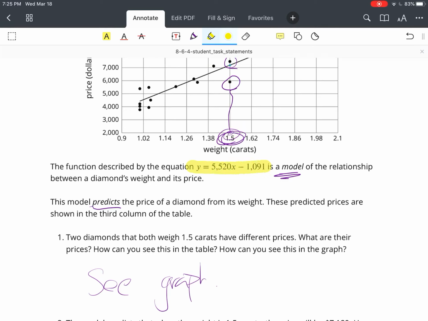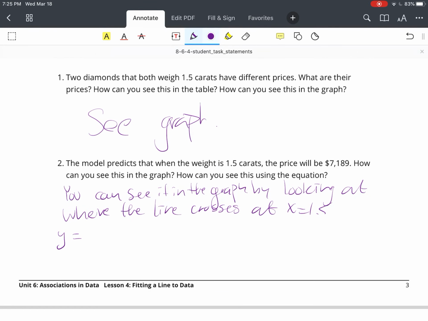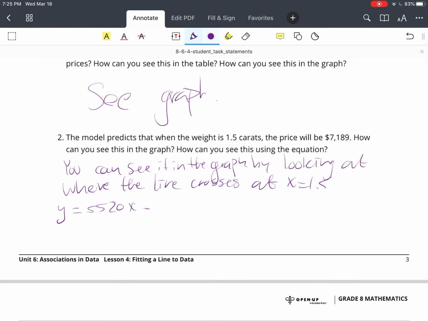This equation can give you the predicted price, okay? So what we're gonna do is, first of all, rewrite the equation: y equals 5520x minus 1091. Okay? And since it's 1.5 carats, all you gotta do is plug 1.5 into x.